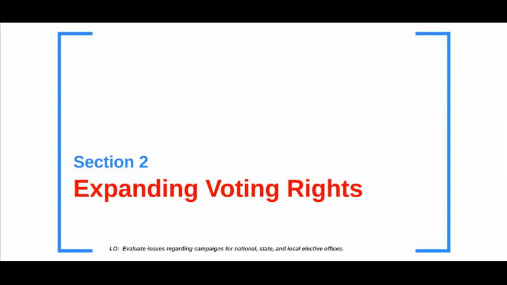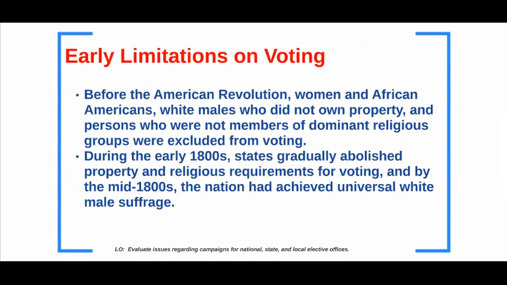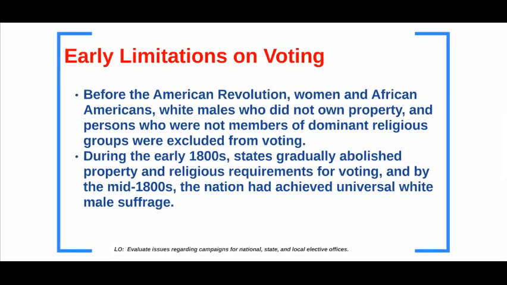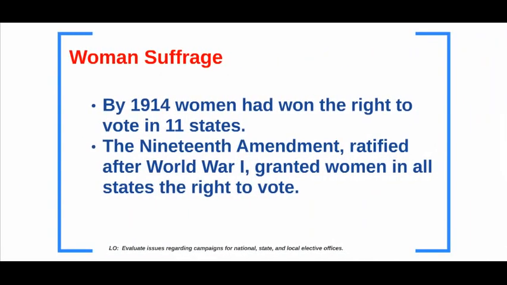Section 2, Expanding Voting Rights. Early limitations on voting. Before the American Revolution, women and African Americans, white males who did not own property, and persons who were not members of dominant religious groups were excluded from voting. During the early 1800s, states gradually abolished property and religious requirements for voting, and by the mid-1800s, the nation had achieved universal white male suffrage, meaning that all white men could vote.